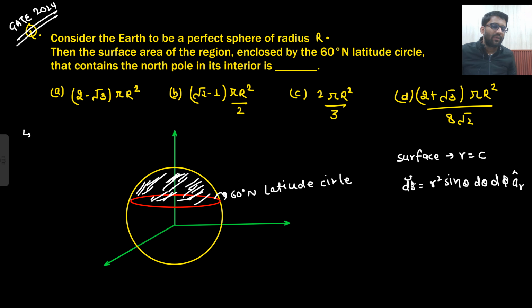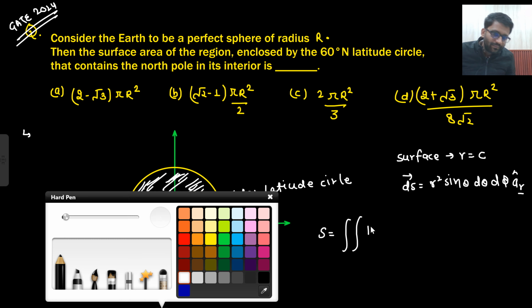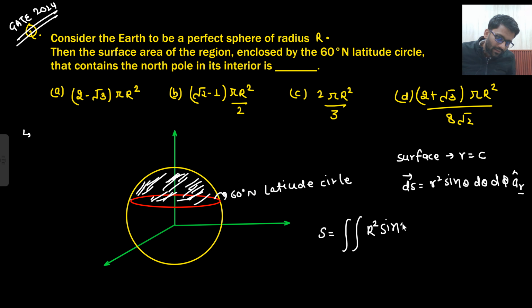But I don't need the direction, I only need the magnitude. The surface is in the direction of a_r cap because the equation of the surface is r equals constant. So if I need to find the total surface area, I need to integrate. The radius is capital R, so capital R squared sin theta d theta d phi.